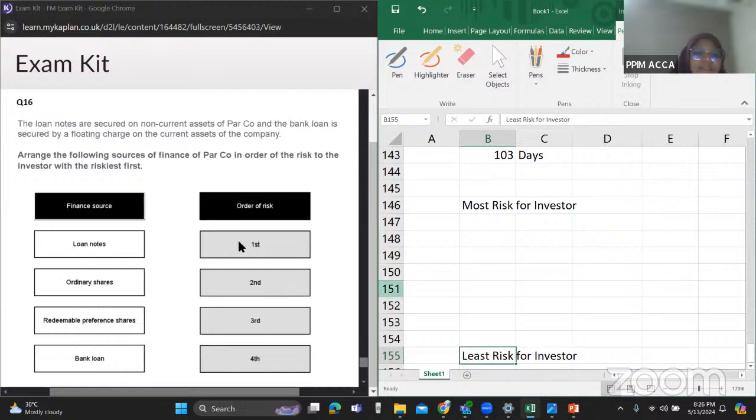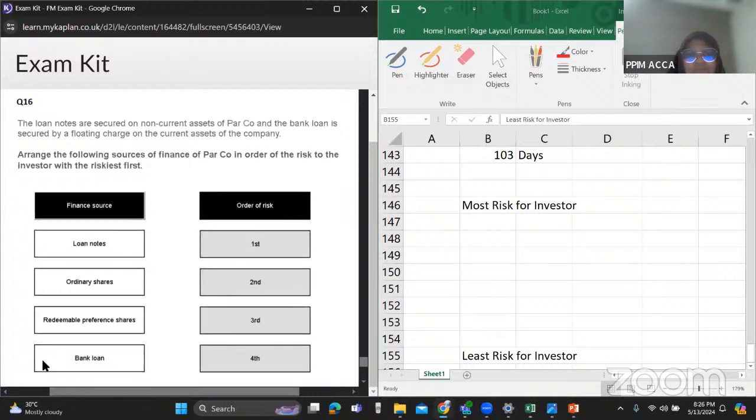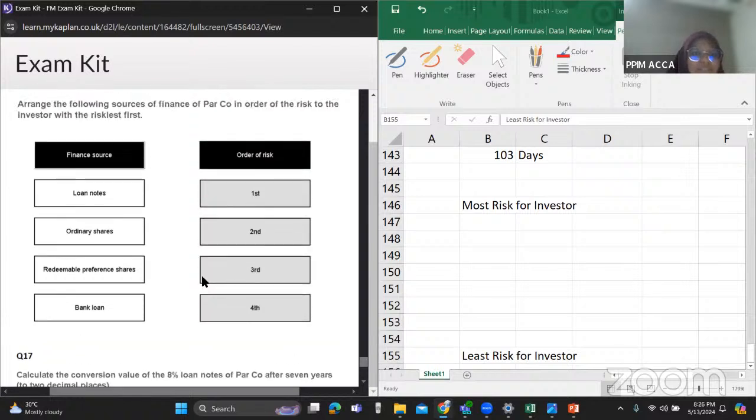So in your exam, again, you should be able to match it. You should be able to take this one and put it near the loan notes if that's the answer, or take that one and put it against the bank loan. It will be like a matching situation.